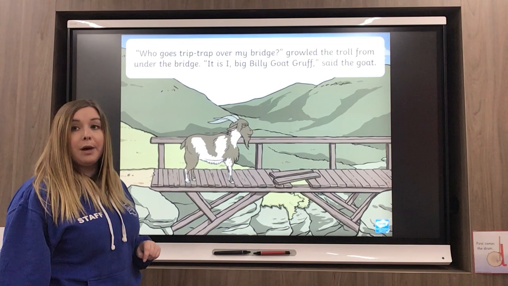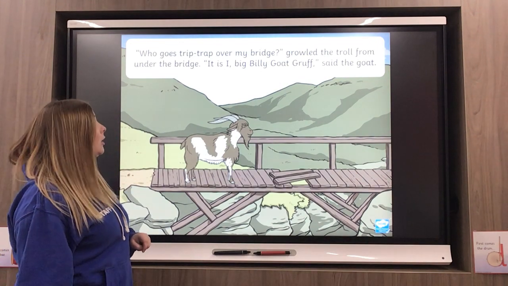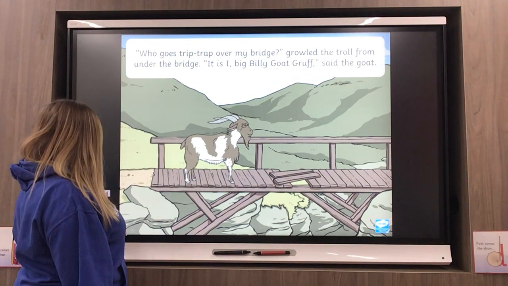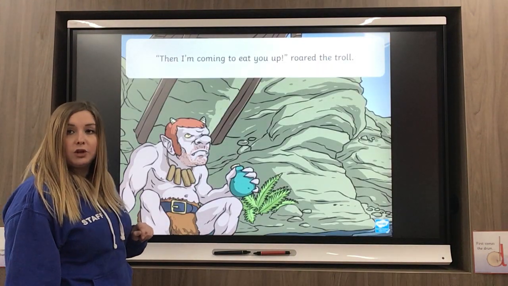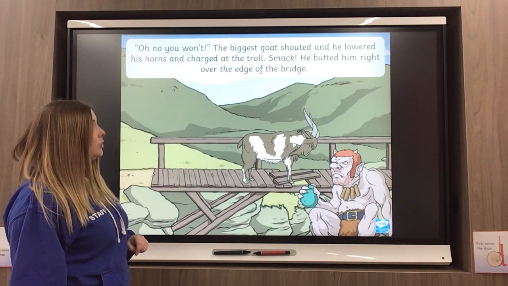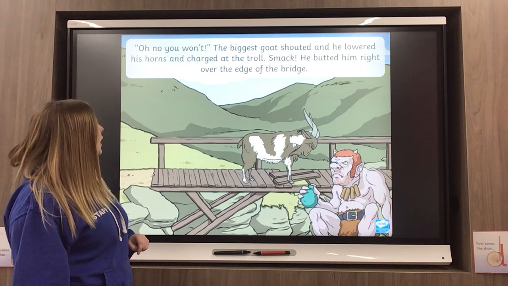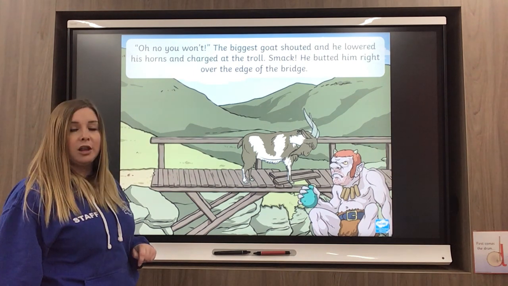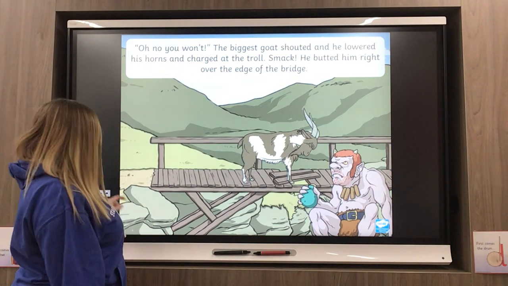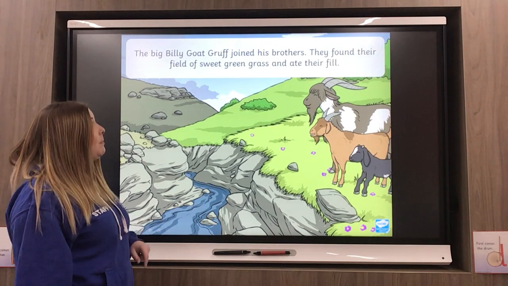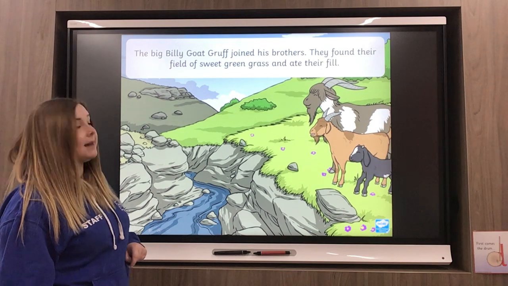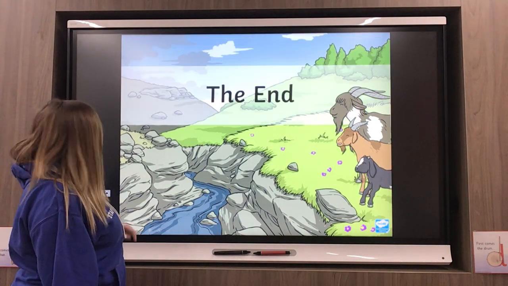Who goes trip, trap over my bridge? Growled the troll from under the bridge. It is I, Big Billy Goat Gruff, said the goat. Then I'm coming to eat you up, roared the troll. Oh, no, you won't, the biggest goat shouted, and he lowered his horns and charged at the troll. Smack! He butted him right over the edge of the bridge. The big Billy Goat Gruff joined his brothers. They found their field of sweet green grass and ate their fill.